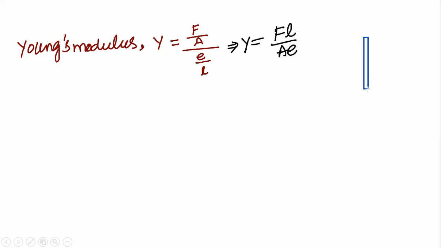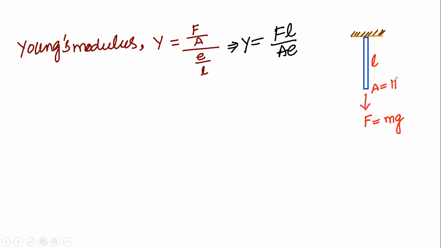Take a wire of length L suspended like this, with area of cross section A. A weight acts in the downward direction, so this weight is nothing but the force. Force is equal to mg, we may write.